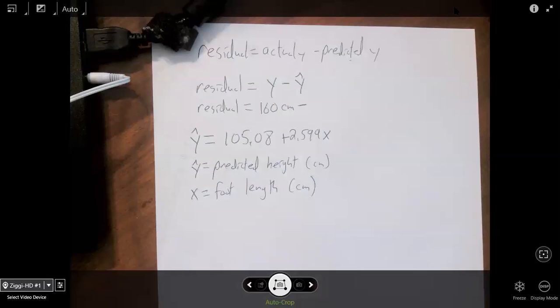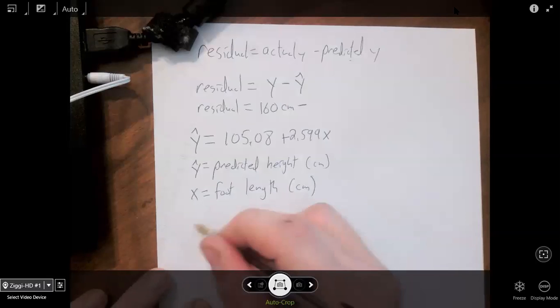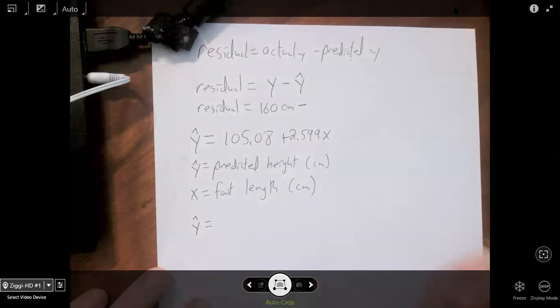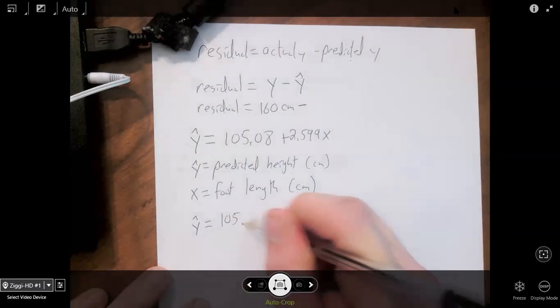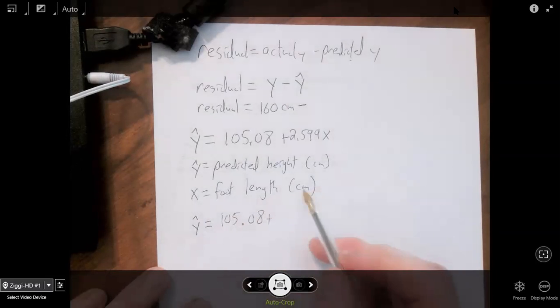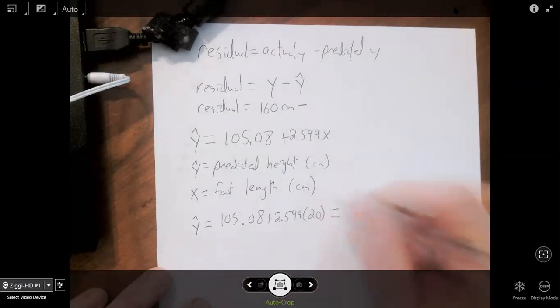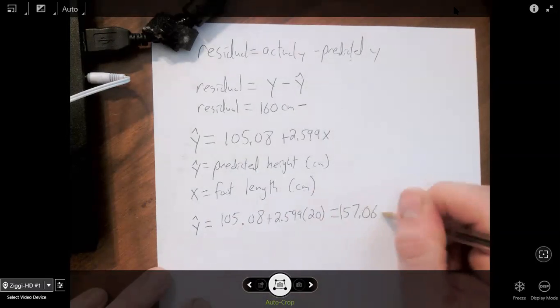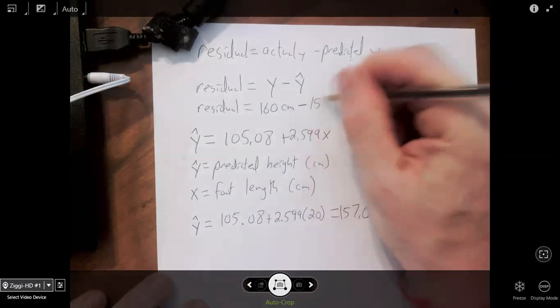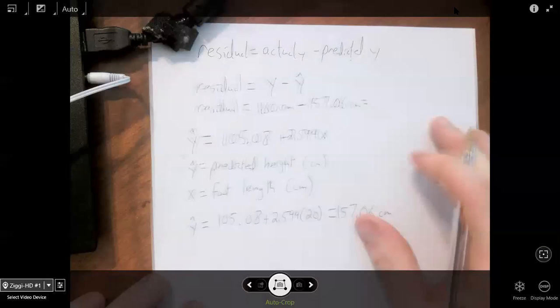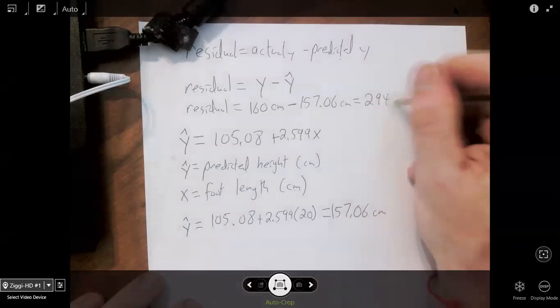We can plug in our independent variable into the equation we got. Which is what, Peter? The 2.566 times, or 2.599 plus 105.8, where you multiply the 2.5 times your independent variable. Right. We're told some facts about this person. We're told that their foot length is, in reality, 20 centimeters. So it's just plug and chug. You chug out 157.06. So that residual comes out to be 2.94 centimeters.